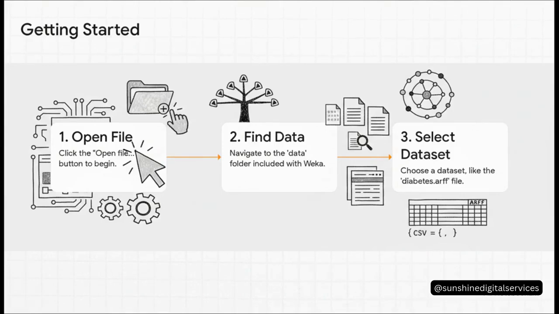And getting started, it's ridiculously simple. You just click Open File, find the data folder that actually comes with Weka, and pick a dataset. We're going to use the classic diabetes dataset. These files are in a format called ARFF, which sounds fancy, but it's really just a simple text file, kind of like a CSV, with a little bit of metadata at the top that describes all the features.